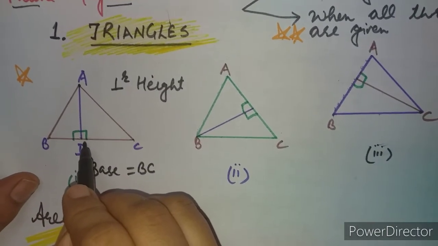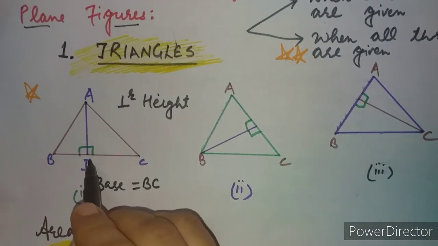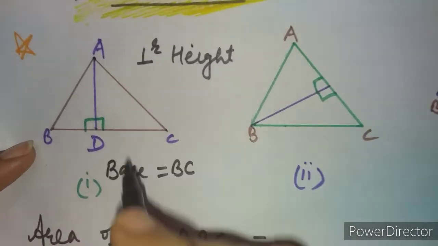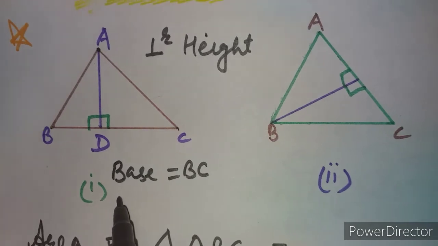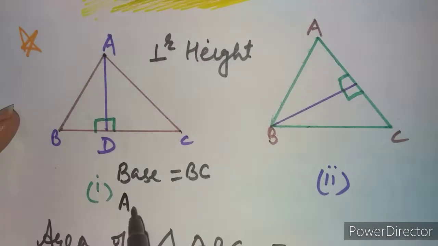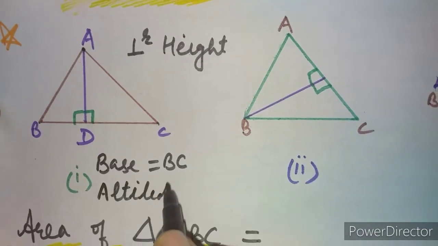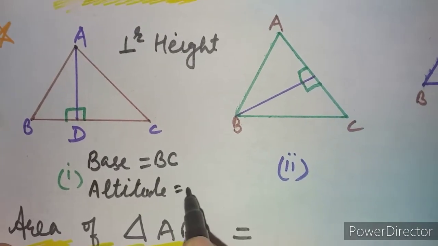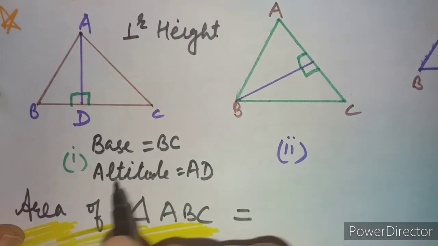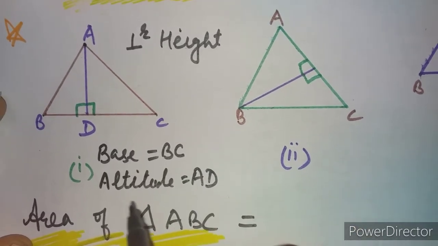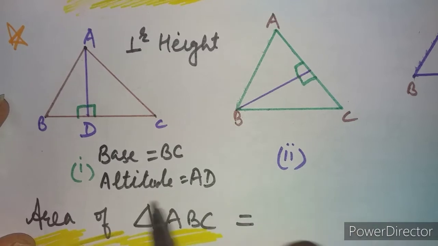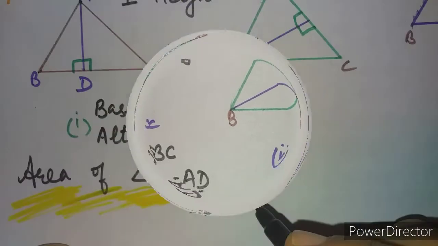Okay, so here our that perpendicular height, or what is the other word for that? That is called altitude, right? That altitude is what? That AD. Okay, we can call it perpendicular height also, we can call it altitude also. So this is AD, right?